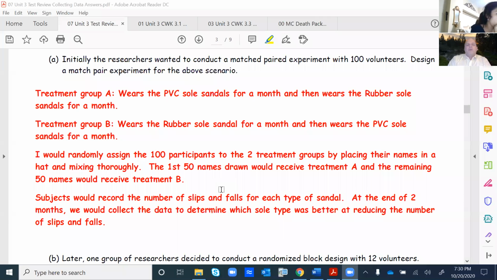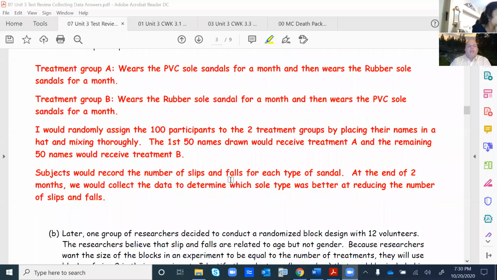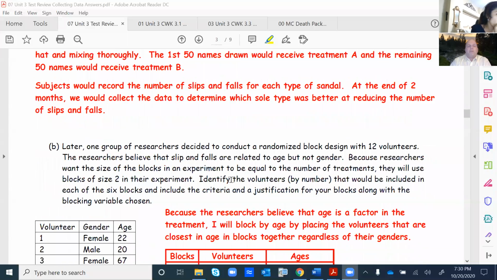Subjects would record the number of slips and falls for each type of sandal. At the end of 2 months, we would collect the data to determine which sole type was better at reducing the number of slips and falls. So make sure that you always talk about comparison because what you're comparing is your response variable. And here our response variable was the number of slips and falls. So that would get us full credit on a match pair design. And that is something that you need to be prepared to do.